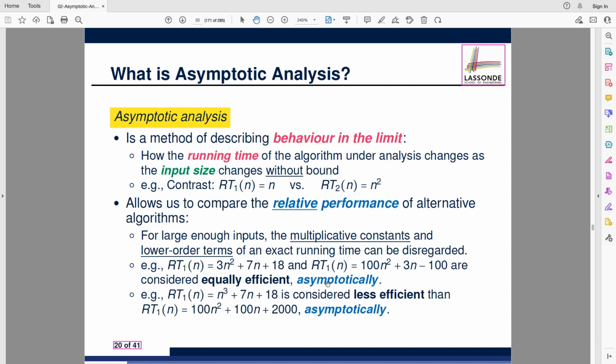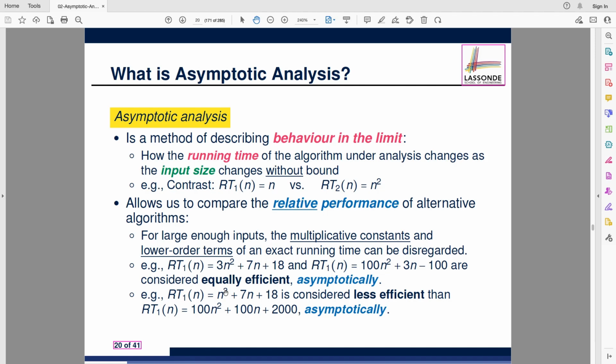Another example would be, let's say this one here, n to the power of 3 plus 7n plus 18. For example, let's say we compare this one here and RT1. You might see a much larger multiplicative constant over here, 100, versus just 1 over here. But it doesn't really matter. All you've got to do is keep the highest power term. In this case, it will be n to the power of 3, right?